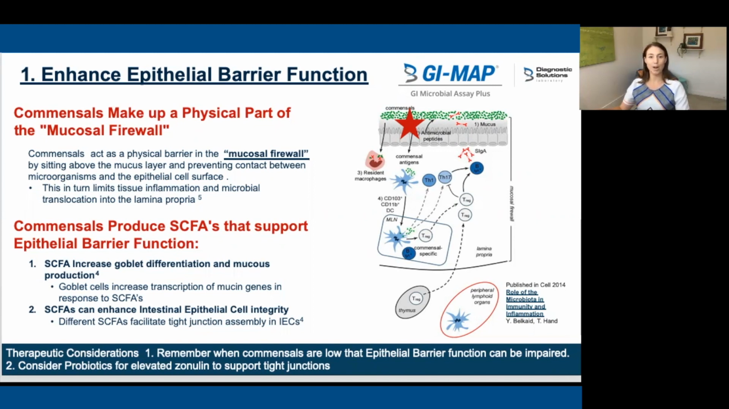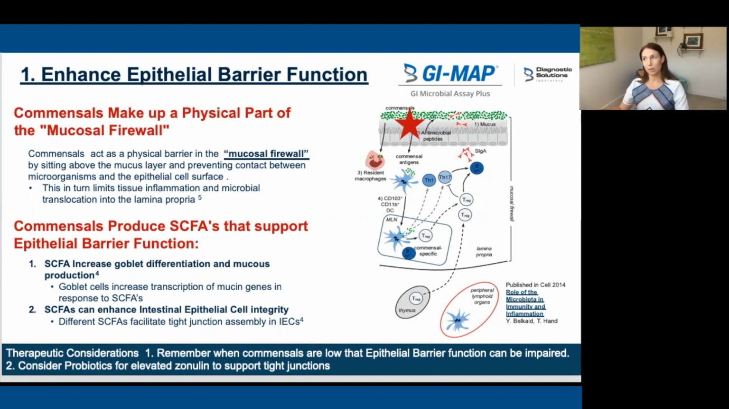And this is where our nice, commensal beneficial bacterial flora are really going to support us in beefing up that security at that epithelial intestinal layer. So not only are they providing us a physical barrier, the commensals, as you see here, make up part of that mucosal firewall. So they are physically going to make sure that no pathogenic organisms are able to get through that mucus layer and onto our epithelial cell layer.